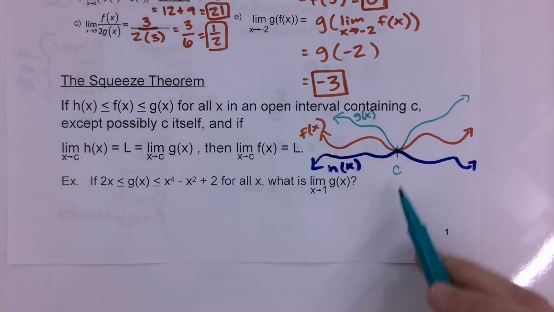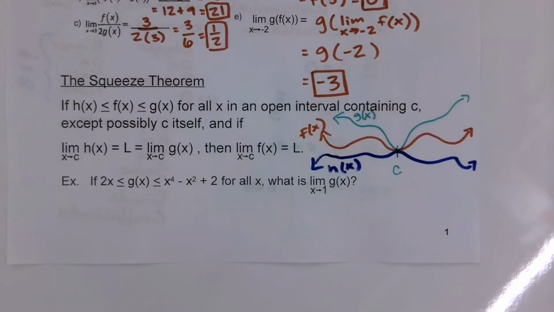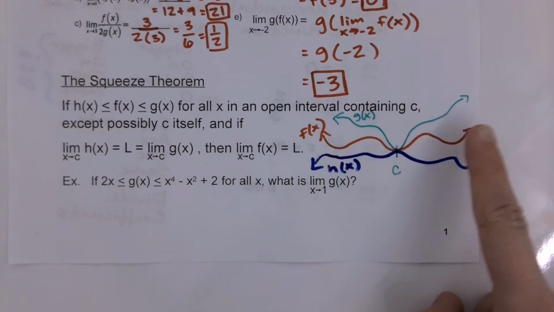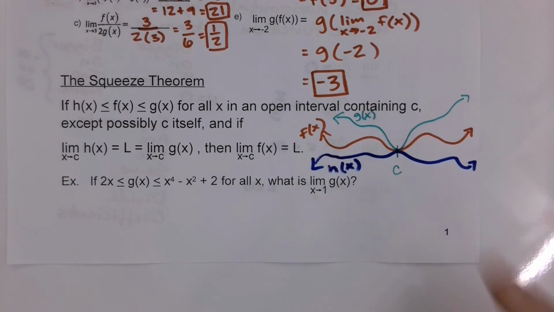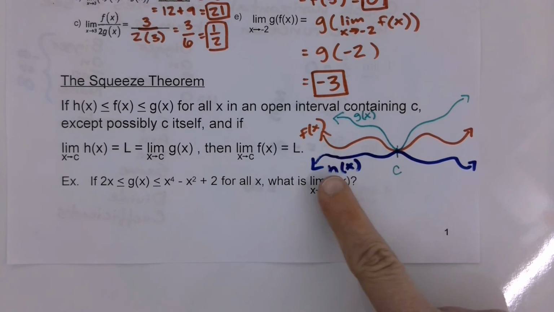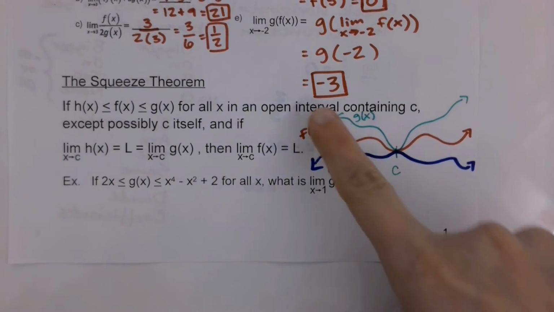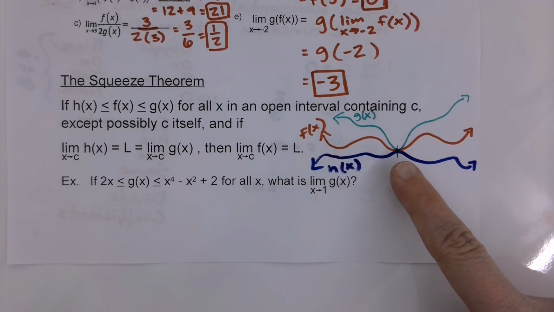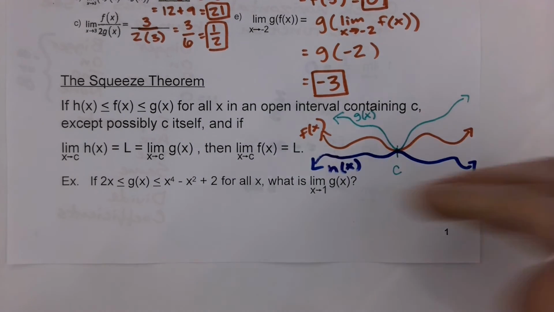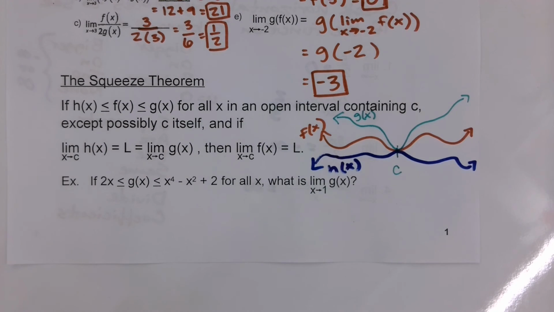So if this is the c value, and we know that this one's always below f of x, which is always below g of x, but the limit as x approaches c of h of x is 5, and the limit as x approaches c of g of x is also 5, then that means that the limit as x approaches c of f of x has to be 5. It squeezed it together.